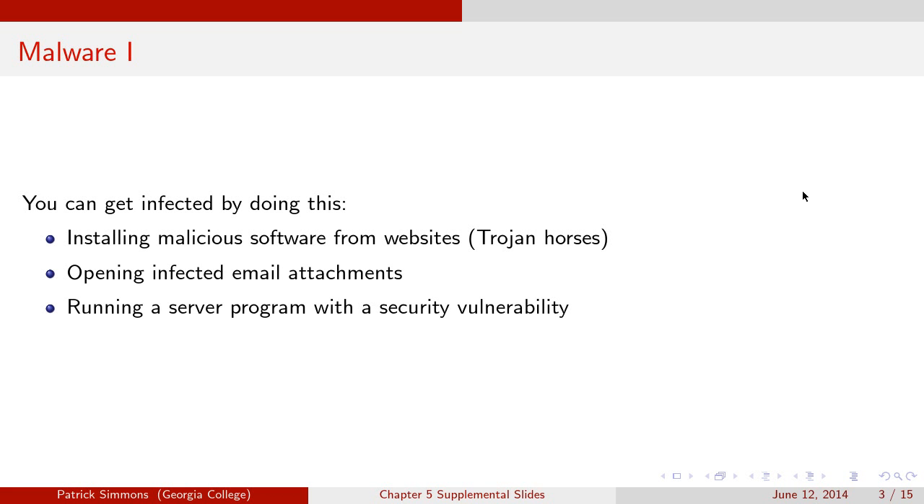So you go to some website, it offers some software for download, and you download it, install it, and it seems to work fine. But in addition to installing whatever software it said it was going to install, it also includes a malicious program. These are called Trojan horses, malicious programs that masquerade as something else. The best way to avoid that is make sure that the websites you download your software from are legitimate.